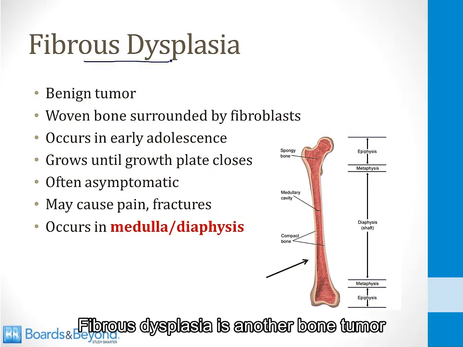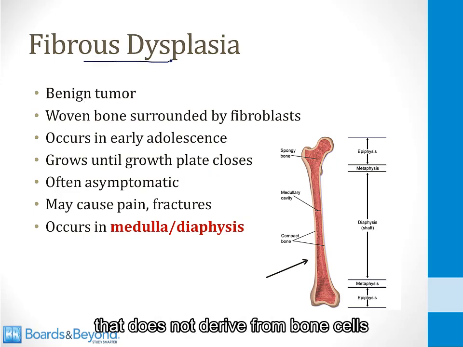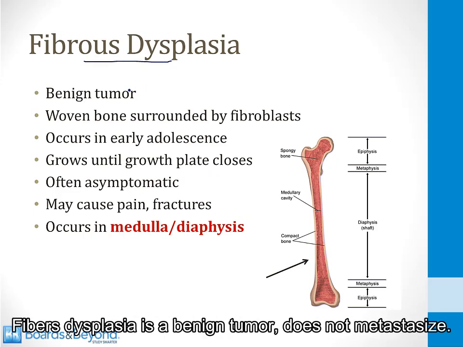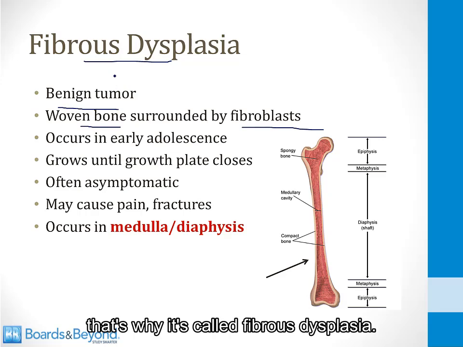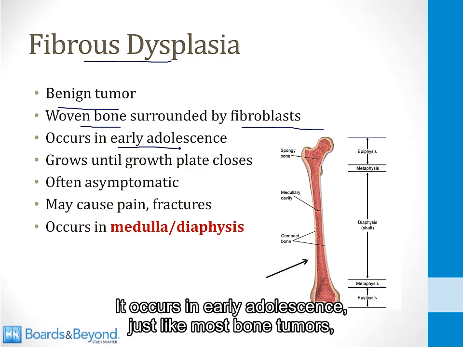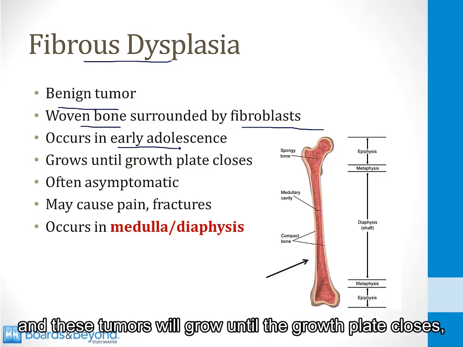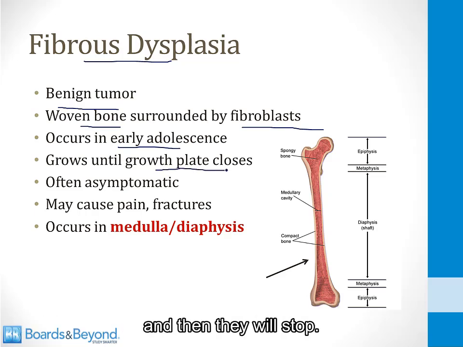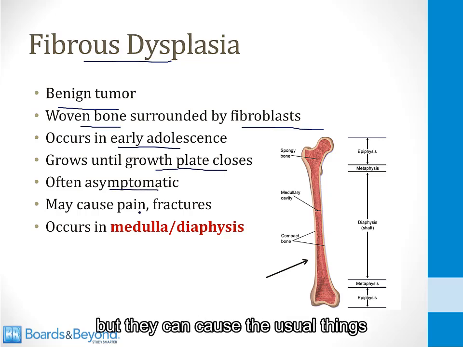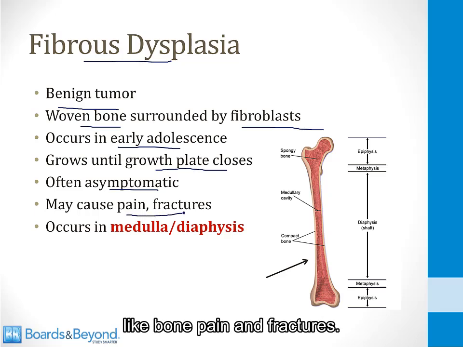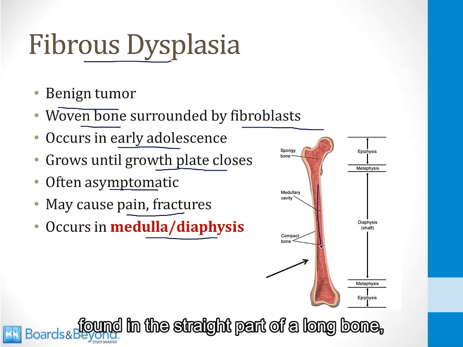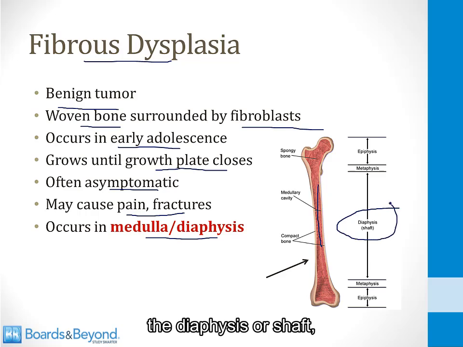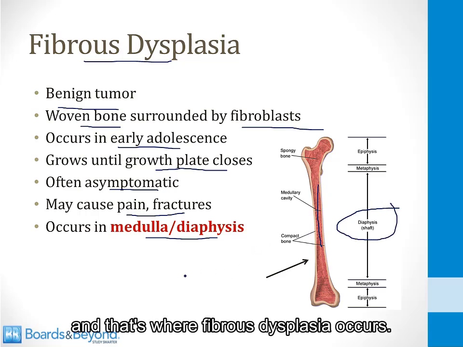Fibrous dysplasia is another bone tumor that does not derive from bone cells like osteoblasts and osteoclasts. Fibrous dysplasia is a benign tumor. It does not metastasize. It consists of woven bone that is surrounded by fibroblasts. That's why it's called fibrous dysplasia. It occurs in early adolescence, just like most bone tumors, and these tumors will grow until the growth plate closes and then they will stop. They're often asymptomatic, but they can cause the usual things like bone pain and fractures. And these occur in the medulla or the diaphysis. So the medulla is the center of the bone, found in the straight part of a long bone, the diaphysis or shaft, and that's where fibrous dysplasia occurs.